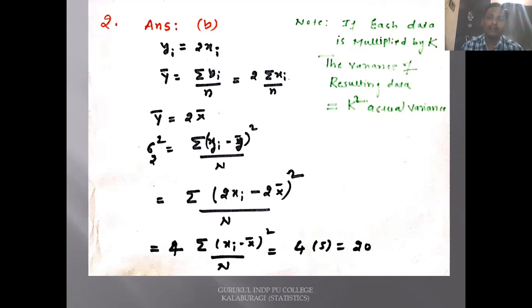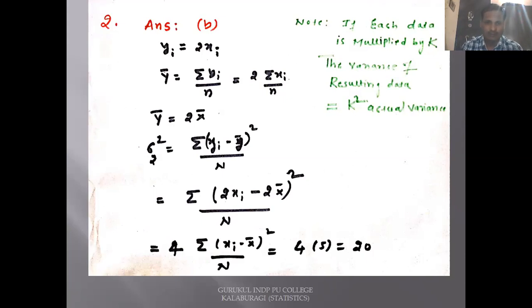So for the given data we are multiplying by 2. That's why yi I'll replace by 2 times xi. This gives 2 times summation of xi divided by n. We know the formula: summation of xi divided by n is nothing but x bar, that is the mean of the given data. So that's why y bar is 2 times x bar.